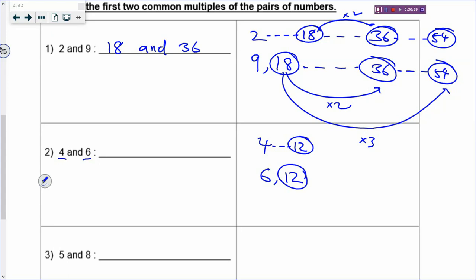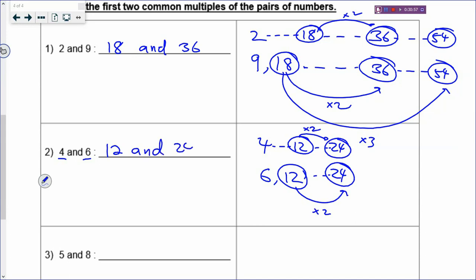Alright, so what is the next common multiple? Now the next common multiple will be 12 times 2. Again you skip a lot of numbers in between. You just take the first common multiple and you times 2 to get the second common multiple. So you have 12 and 24, which are your first two common multiples. And if I want to get the third common multiple, I take 12 and then times 3. I get 36, which is my third common multiple.